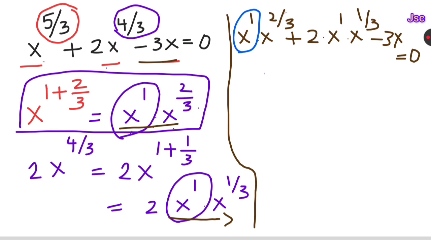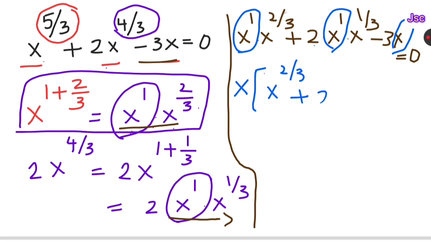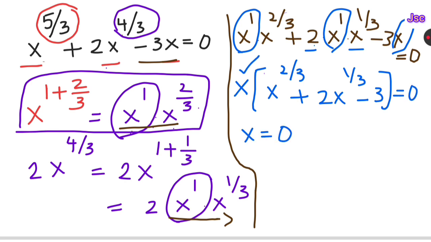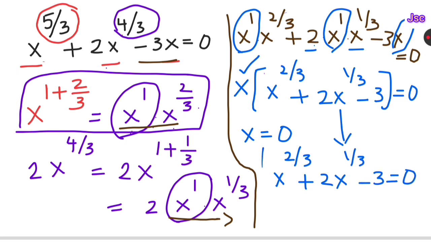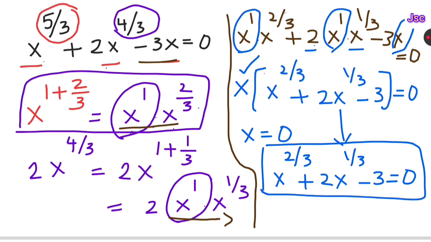Now here we have x, and here we have x, and here we have x. So now I am taking x as common. So then you are left with x raised to the power of 2 over 3 plus 2 times x raised to the power of 1 over 3 minus 3, that is equal to 0. From here we can say that x equal to 0, and then another one we have x raised to the power of 2 over 3 plus 2 x raised to the power of 1 over 3 minus 3 equal to 0. Let's take this equation and solve for x. And we found x equal to 0 as a first solution.